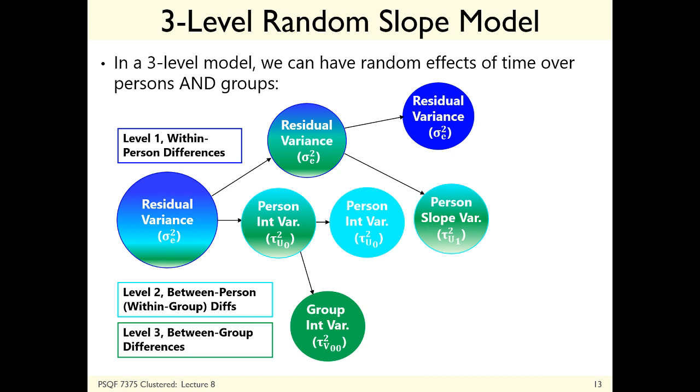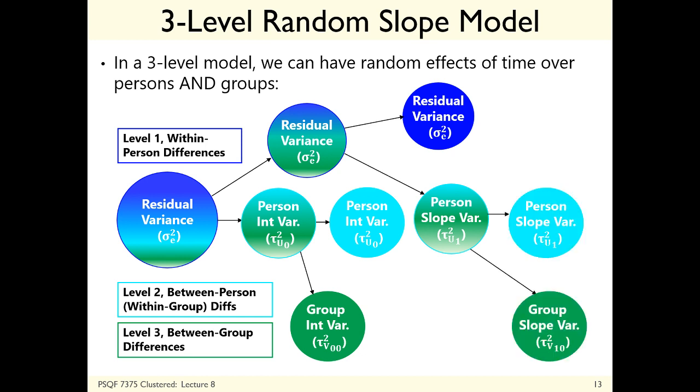Why are you off your line today? In the same way that I split person intercept variation into group versus person, I can take person slope variation and split that into group versus person. So now we have, why are some groups starting out higher than others? Why do some groups change faster than others? Within a group, why do some people start out relatively higher than others? Why do some people change relatively faster than others? And then at level 1, why are you off your line today? Error around the growth trajectory.